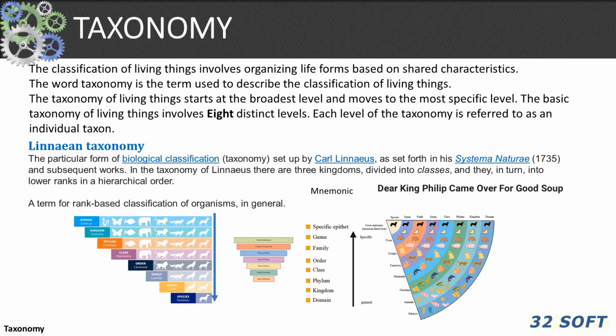Taxonomy is the classification of things that involve organizing forms based on shared characteristics. As mentioned in the earlier section, Carl Linnaeus stands tall in this history. His text classification was developed and set forth in his Systema Naturae in 1735, and it's still used today. According to Linnaeus, the taxonomy of living things involves 8 distinct levels. Each is referred to as a taxon. Taxonomy can be termed as a rank based on classifications of organisms from a specific family, order, class, phylum, and kingdom. Or as we'll cover a little bit later, dear King Philip came over for good soup.